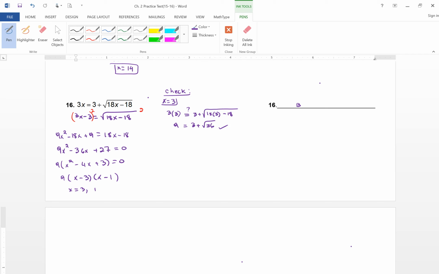No, that's only when you have like x squared equals 9 and you take a square root. That's only when you're solving an equation. When you're just evaluating an expression, you don't do plus or minus. So the next one is x equals 1. And now we're going to get 3 times 1. And we want to see if that is equal to 3 plus the square root of 18 minus 18, which it is. So it's also equal to 1. Okay?